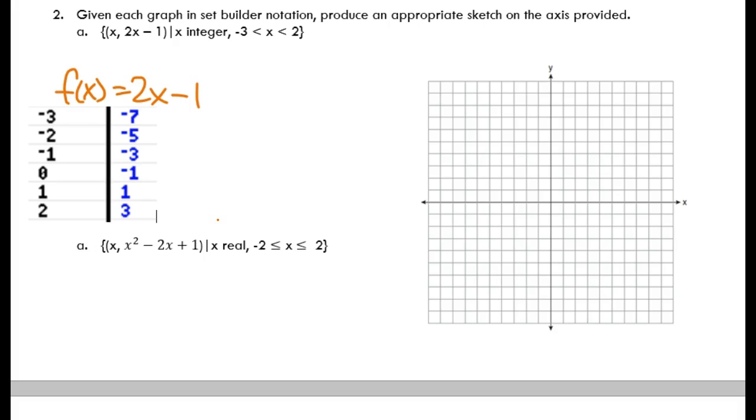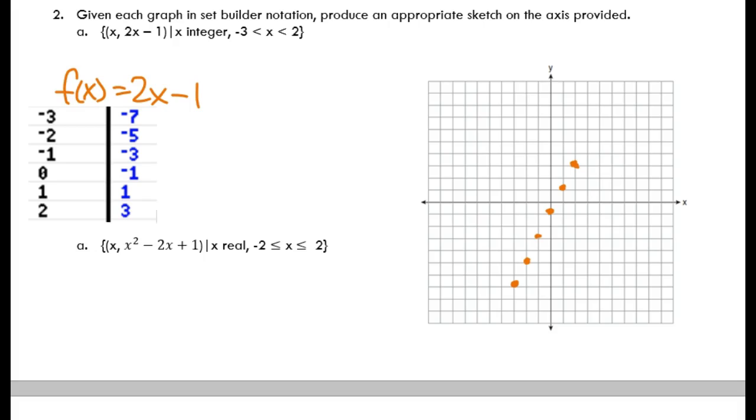And I'm just going to plot both of these onto the same grid. -3, -7. Alright, I'm going to pause this, graph it, start it again. You can do the same thing. Alright, so here are all those dots.